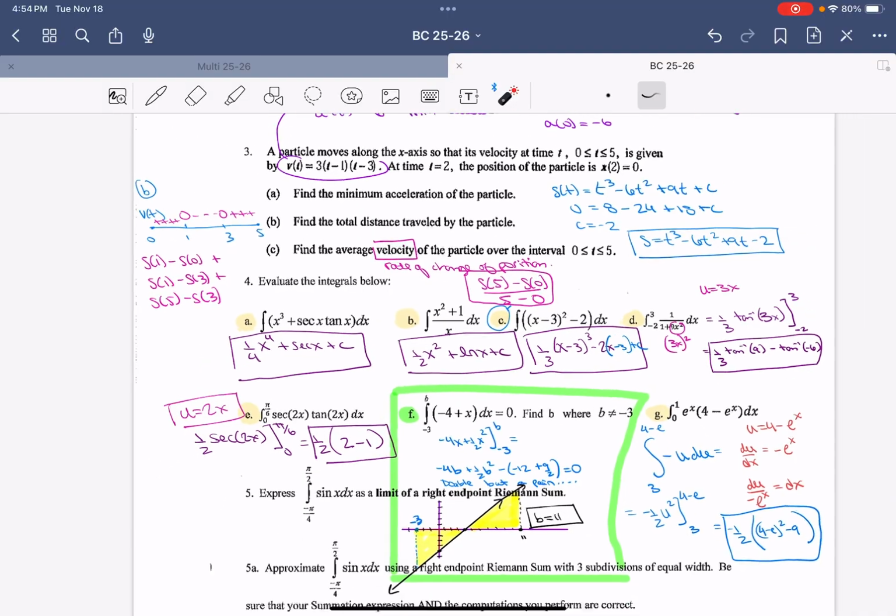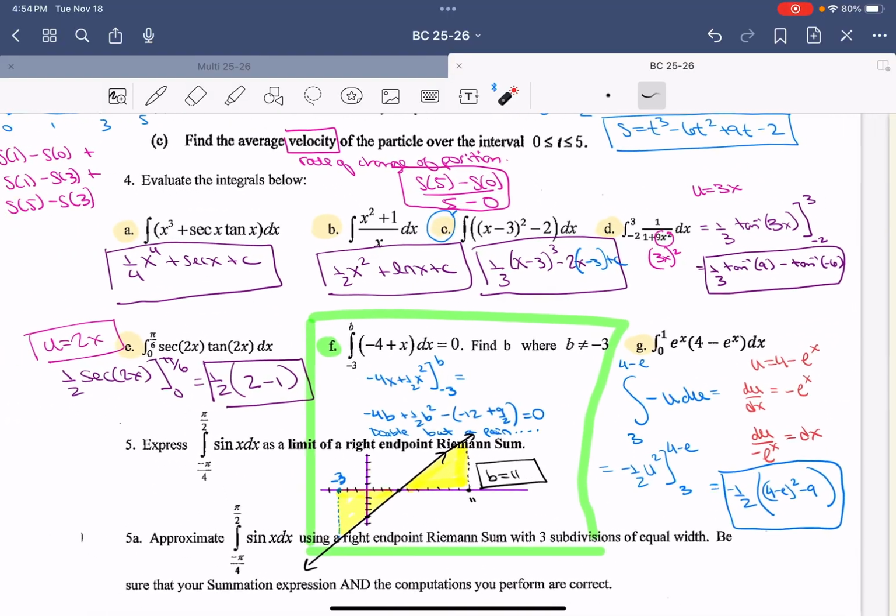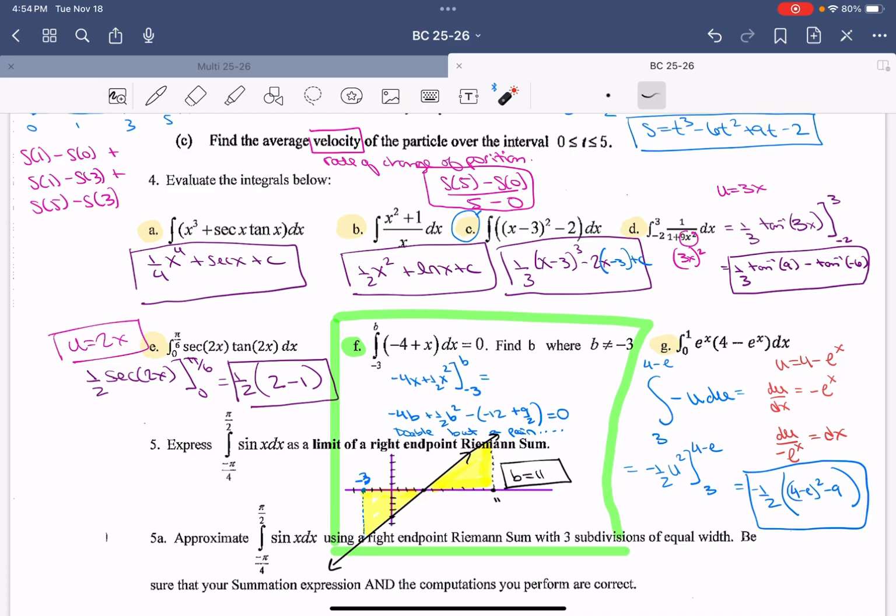I think we went over everything from question number 4. I'll do F after you take a little look here. D did involve u-sub. C involved u-sub. I just did it very quickly in my head. Here I did u-sub this way. E involved u-sub.